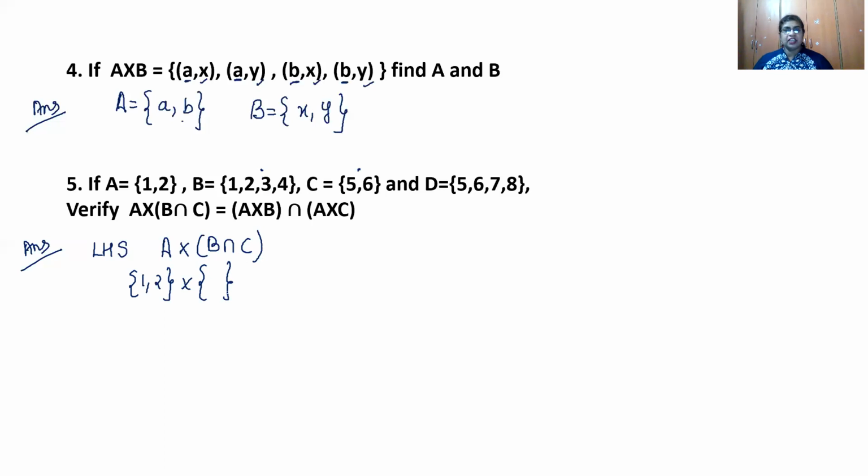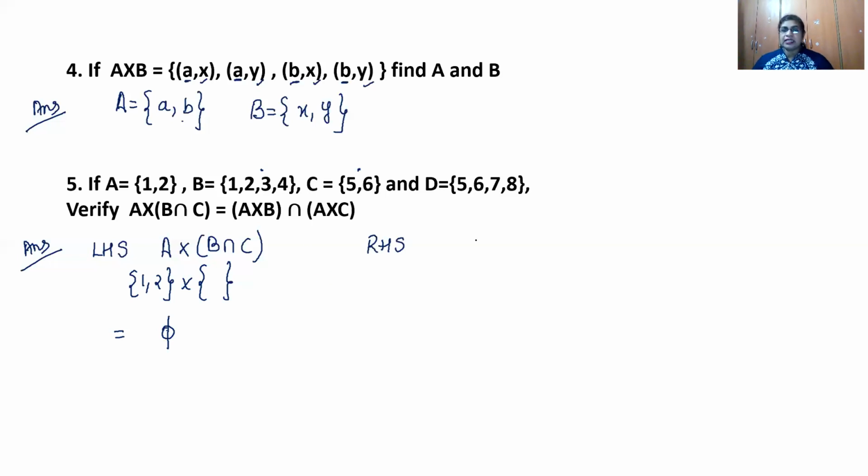I had given you one note: if either A or B among A cross B becomes an empty set, then your answer for A cross B is also an empty set. Therefore your left hand side is equal to empty set. Keep it aside.